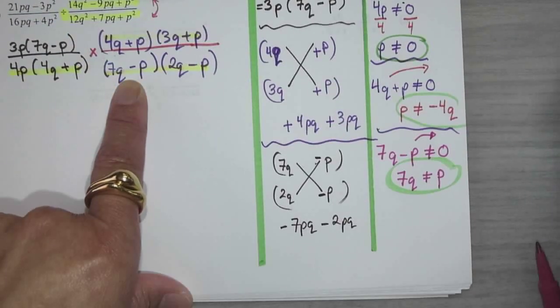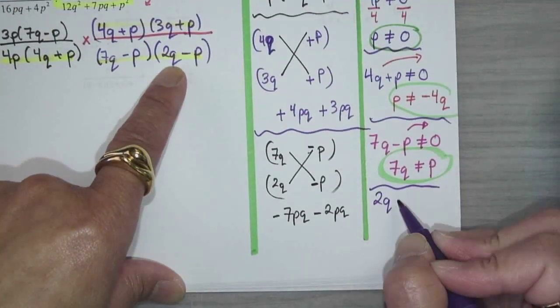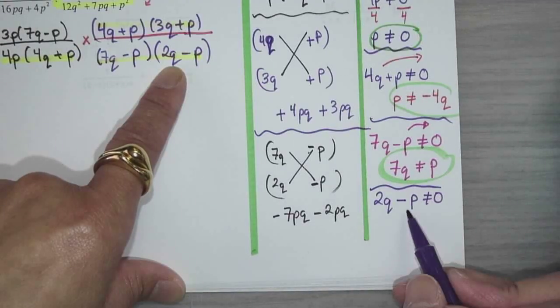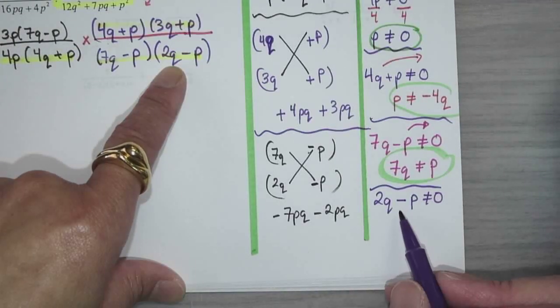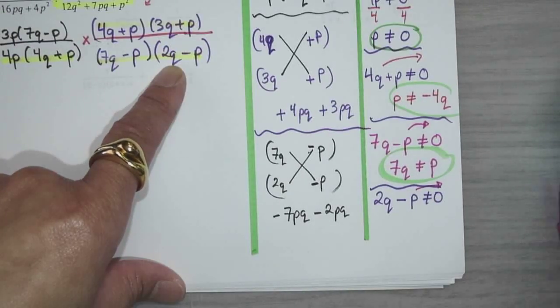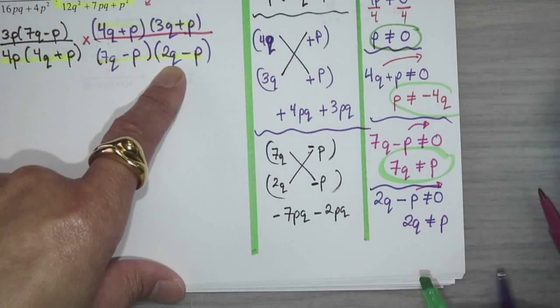Okay, try another one. This one, 2Q minus P cannot equal 0. And again, since that's negative, how about we bring that one over, and then it saves us a little bit of work, right? So then you go 2Q cannot equal P. And I got another one.